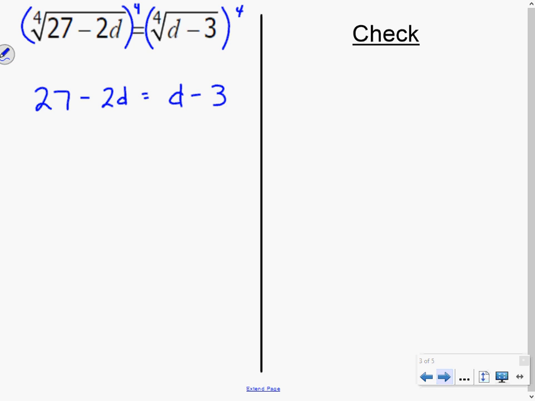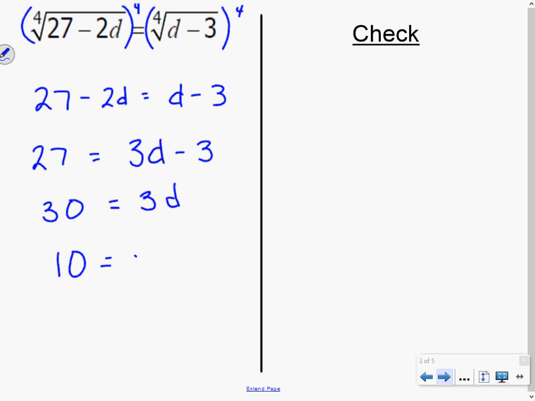I'm going to get my variables to the right side, so I'm going to add 2d to both sides. I'm going to add 3. So we're going to get d equal to 10. So let's just plug it in and make sure that it works out here.